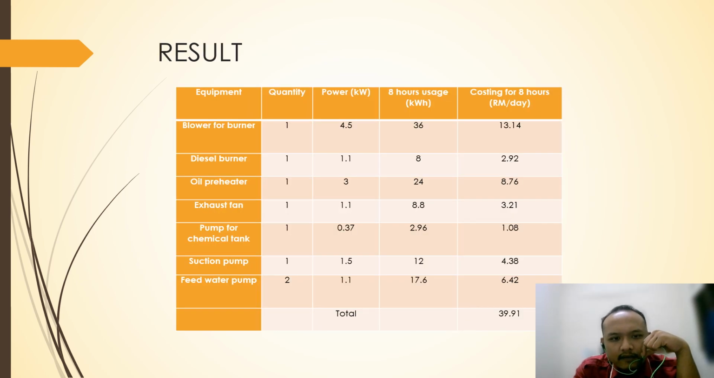This is the result we obtained after gathering data. The cost for blower burner is 13 ringgit 14 cents, and diesel burner 2 ringgit and 92 cents, oil preheater 8 ringgit 76 cents, exhaust fan 3 ringgit 21 cents, pump for chemical tank 1 ringgit and 8 cents, suction pump is 4 ringgit 38 cents, and feed water pump is 6 ringgit 42 cents. The total of all of these is 39 ringgit and 91 cents for 8 hours per day.